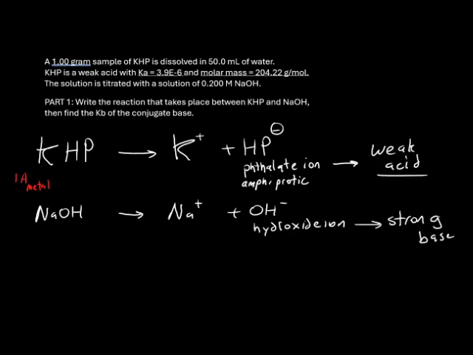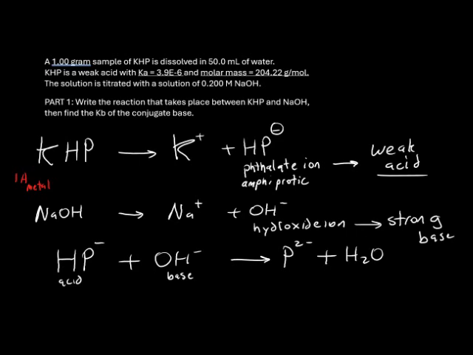Let's look at what happens when we place a weak acid with a strong base. The weak acid is HP negative and the strong base is OH negative. If HP acts as an acid, it loses its H and becomes P2 negative. The base picks up an H, and rather than having one H, it now has two, and it makes water. Therefore, our weak conjugate base is P2 negative.